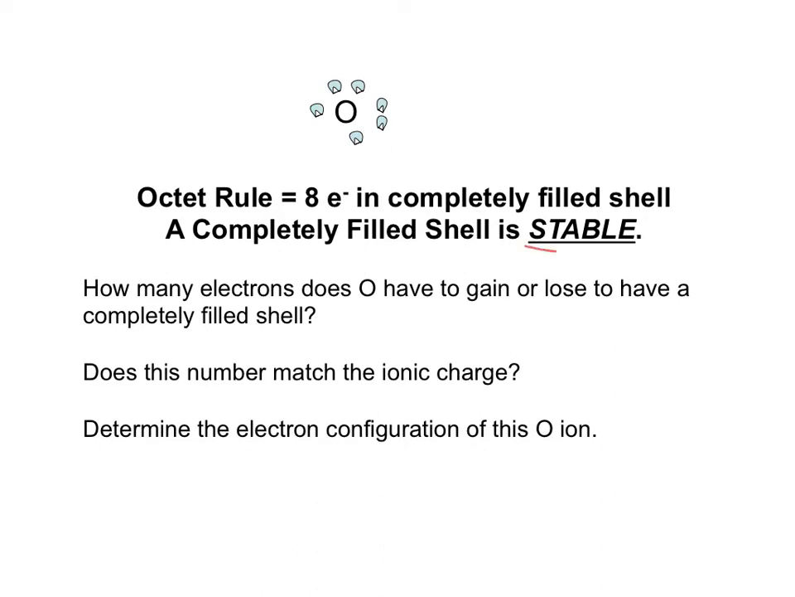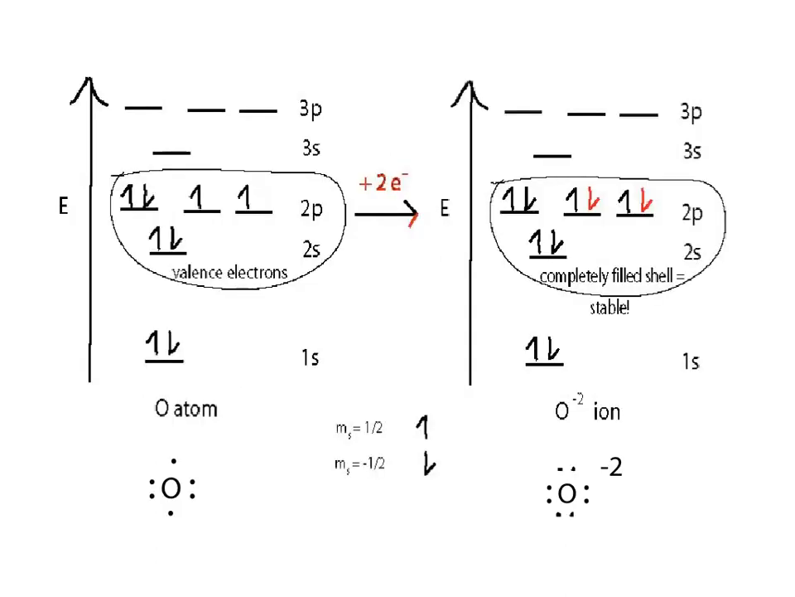Atoms in a stable molecule will follow the octet rule, in which there are 8 electrons in a completely filled shell. Stop the video and answer these questions about oxygen. And the answers are: the oxygen atom, which has 6 valence electrons, gains 2 electrons to get a completely filled shell. The oxide ion has a -2 charge. So atoms will gain or lose electrons so their outermost shell is completely filled. This results in a stable, low energy state.